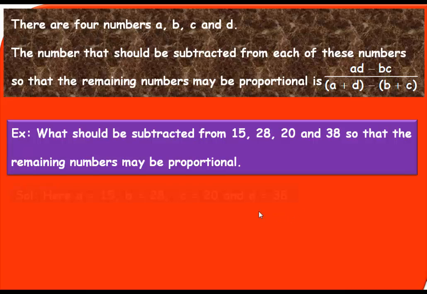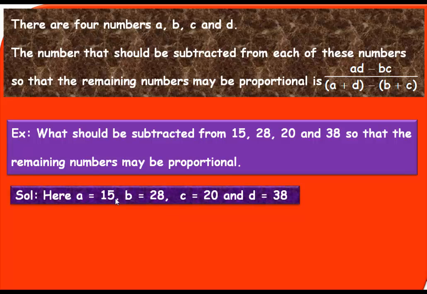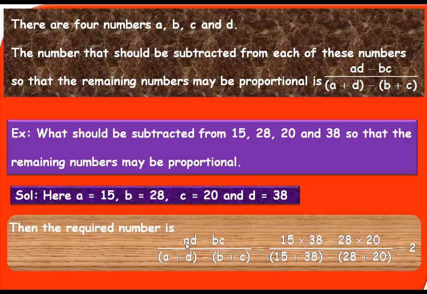Now comparing, here A equals 15, B equals 28, C equals 20 and D equals 38. Now the required quantity is (AD minus BC) divided by (A plus D minus B plus C), that equals (15 into 38 minus 28 into 20) divided by (15 plus 38 minus 28 plus 20), that gives 2.